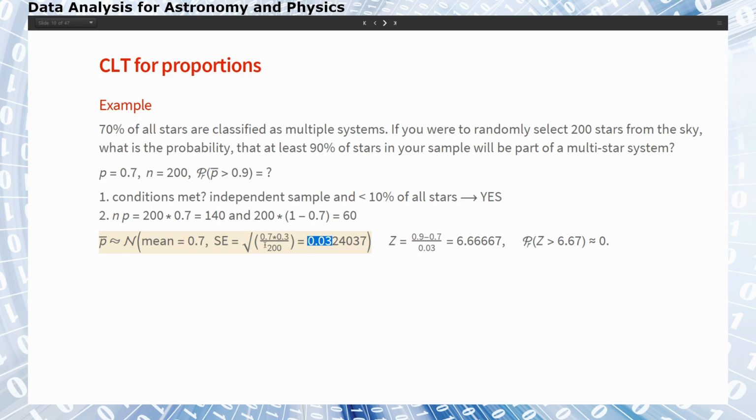With this point estimate and with this standard error, we can now compute our test statistic. And it turns out that this is 6.7. We are now looking for the probability to find this test statistic, assuming a standard normal distribution, and this probability is very small. It's approximately 0.